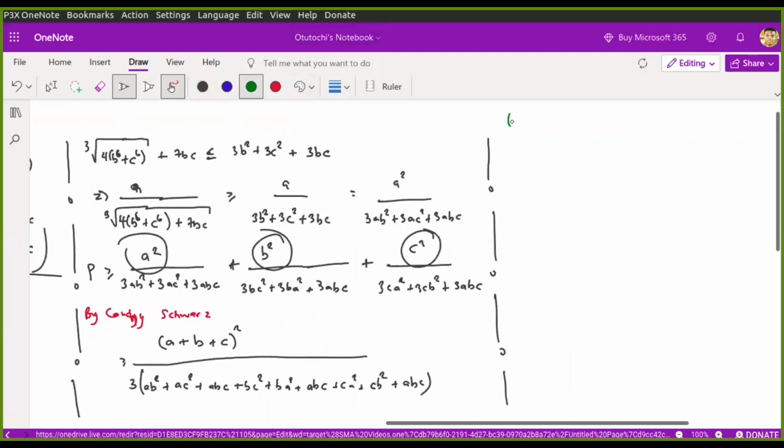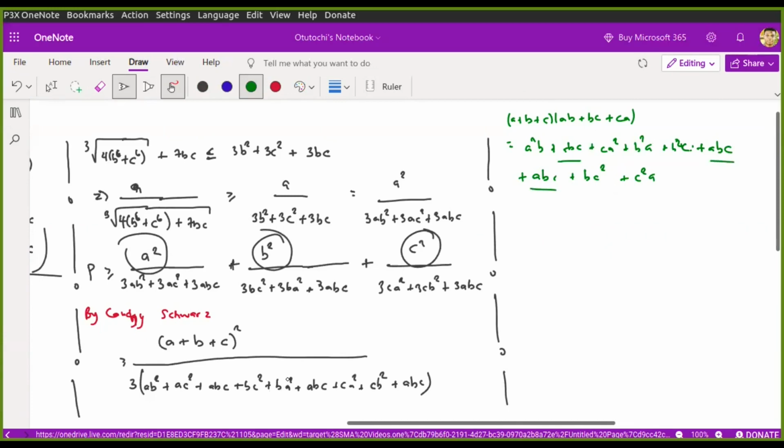So if we check it, a plus b plus c times ab plus bc plus ca is equal to a squared b plus abc plus ca squared plus b squared a plus b squared c plus abc plus abc again plus bc squared and plus c squared a. So if you check it, they are equal to each other, plus 3abc. All right, so we can simplify that there. So just bring it here.